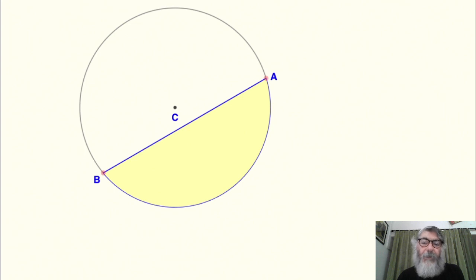segment of a circle, because the next theorem we are going to do is angles in the same segment of a circle are equal. Angles in the same segment of a circle are equal. That is why it was important to introduce you to the segment. Segment is very important.